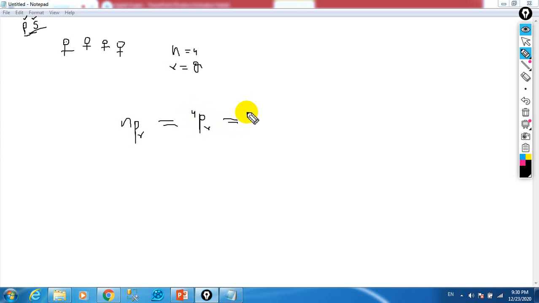So we can write just like this: n is equal to 4, so 4 factorial divided by n minus r, that is 4 minus 2.